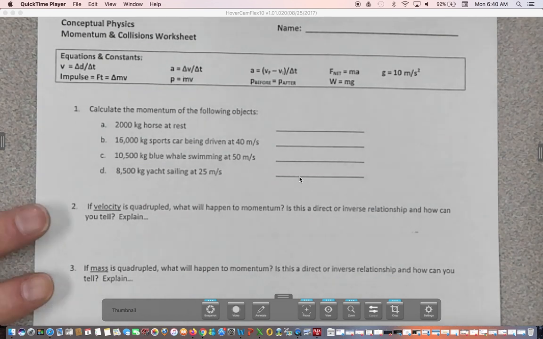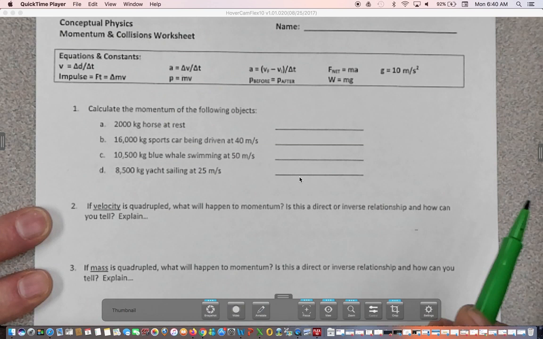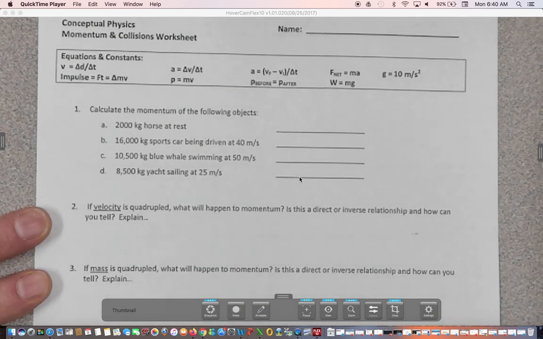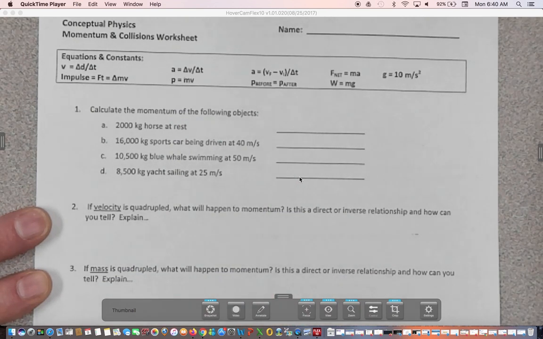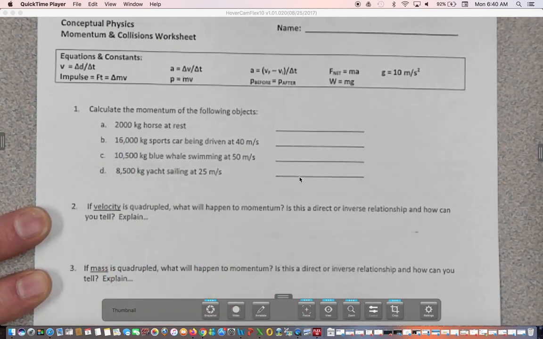So the very first question is momentum. The equation for momentum will be on the quiz. However, this is a formula, mass times velocity. For each one of these, you're to calculate the momentum. On the quiz, they're going to ask you which one has the most momentum.